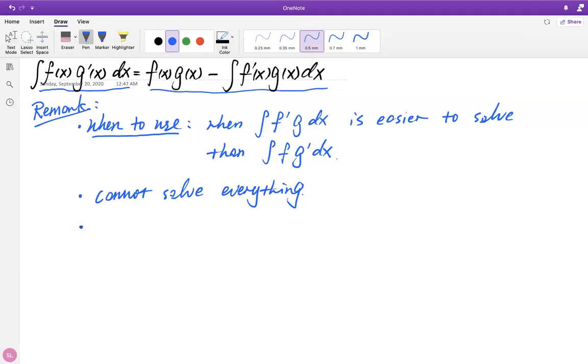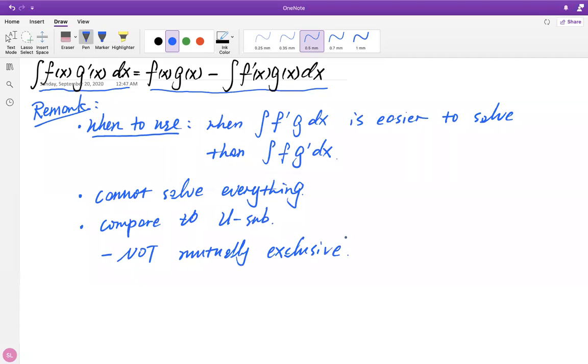A final remark. If we compare integration by parts to u sub, they are not mutually exclusive. Sometimes one works better, sometimes the other works better. But in many cases, you can use both. And in some really difficult cases, you have to use both.